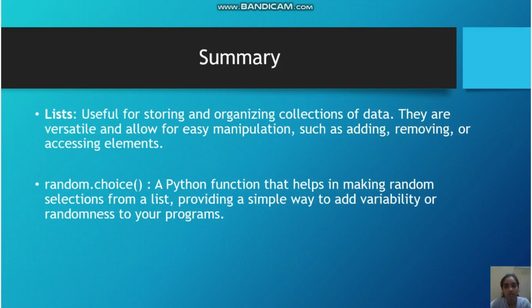Summary: lists are useful for storing and organizing a collection of data. They are versatile and allow for easy manipulation such as adding, removing or accessing elements. random.choice is a Python function that helps in making random selections from a list, providing a simple way to add variability or randomness to your program.